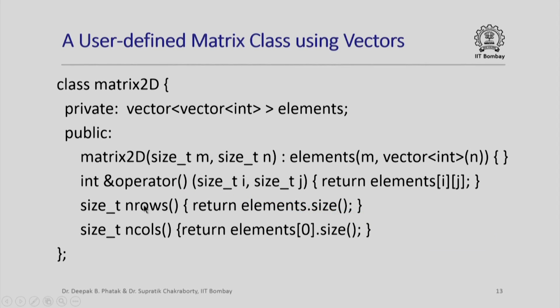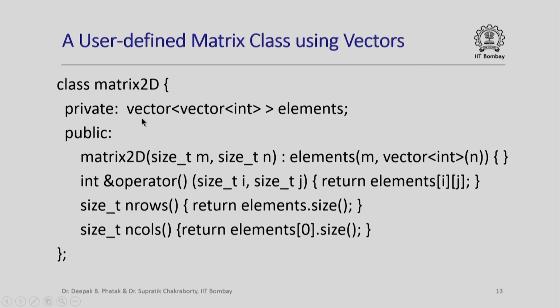Now we have also two other member functions here, nrows and ncolumns. If I want to view this vector as a two-dimensional matrix, how many rows does it have? This is exactly the number of elements of this data member. So I return elements.size(). Remember, elements is a vector, so elements.size() is going to return the number of elements in this vector. And what is the number of columns? That is the number of elements in each element of this data member.